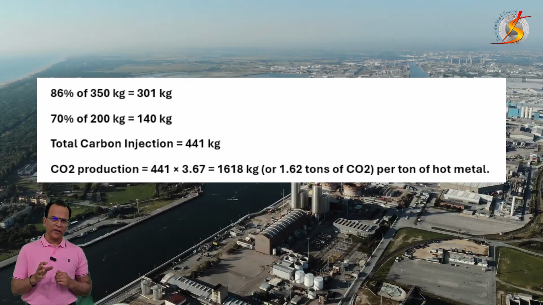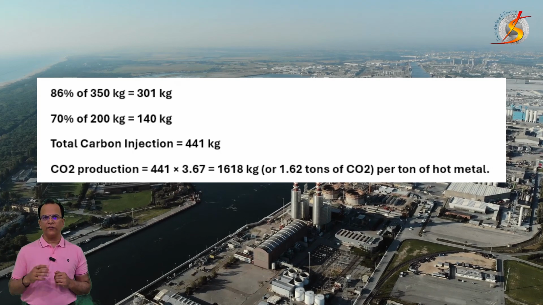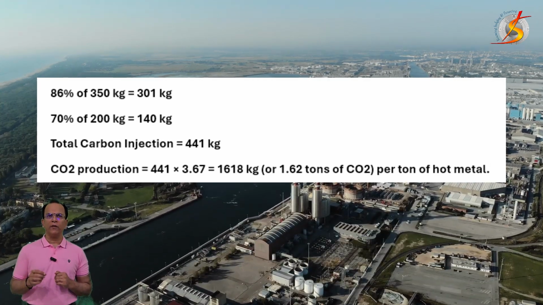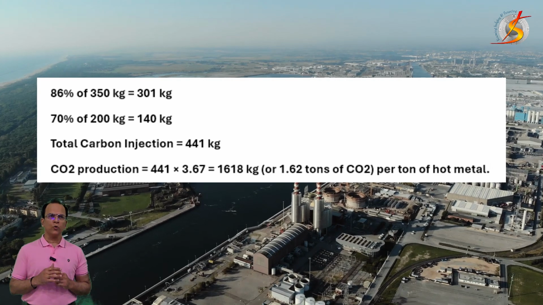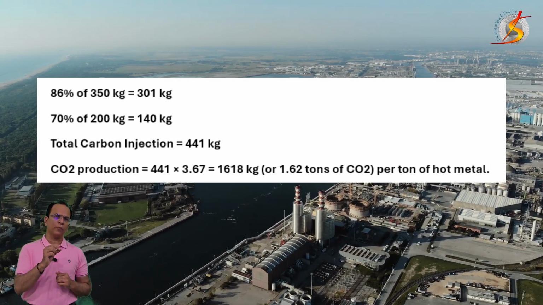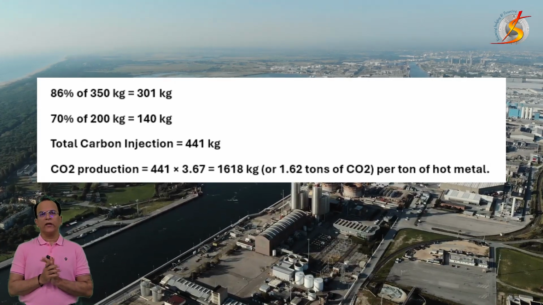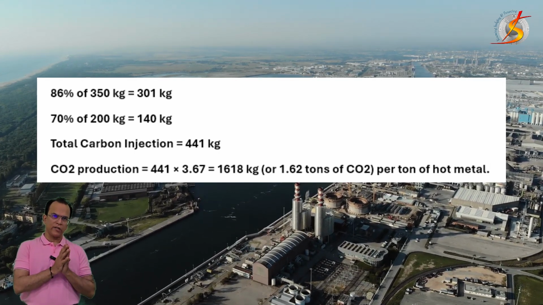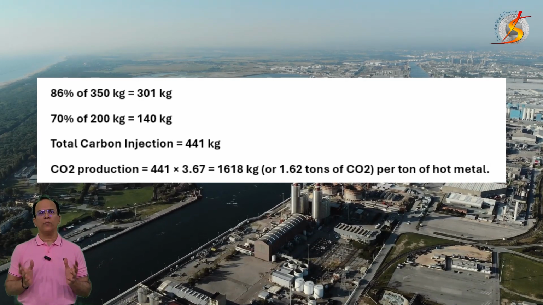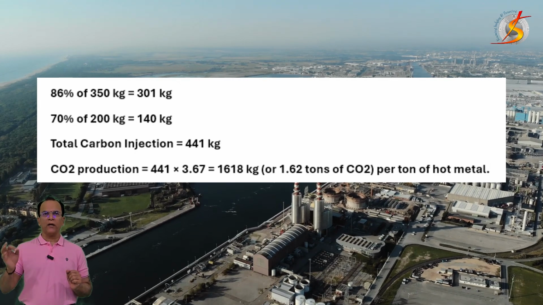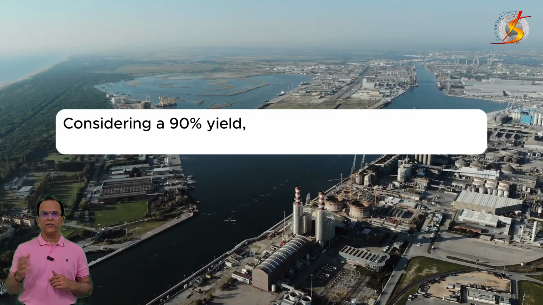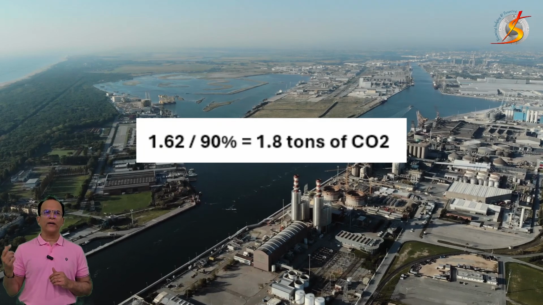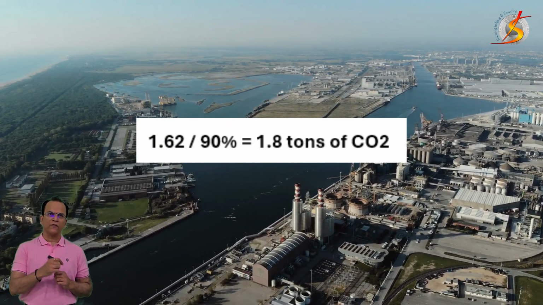If your fuel rate is 550, with coke say 350 and PCI say 200, then your carbon injection will be 441 kg. The CO2 production will be 441 kg of carbon into 3.67, so that will come around 1.62 tons of CO2 per ton of hot metal. And we all know that 90% is the yield per ton of steel. So 1.62 divided by 90% will come around 1.8 tons of CO2.